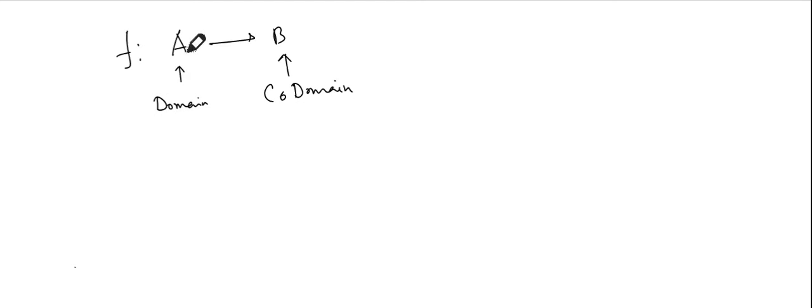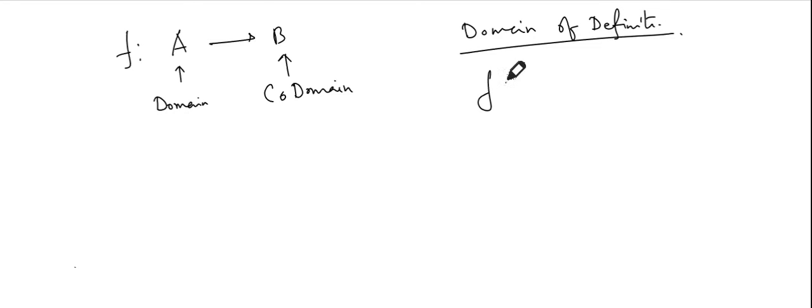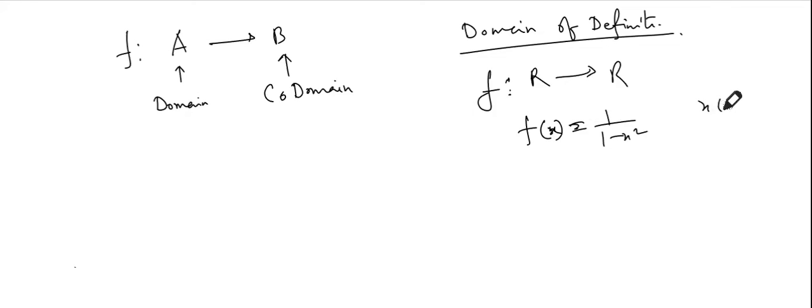Again we may see that the whole of A may not be the domain of f. There is a term which is called domain of definition. What is domain of definition? Suppose f is a real number function from R to R. The outcome should be another real number. Suppose the function is defined as f(x) equal to 1 by 1 minus x square. If you put x here, a real number, x belongs to R, then the outcome would be 1 by 1 minus x square.